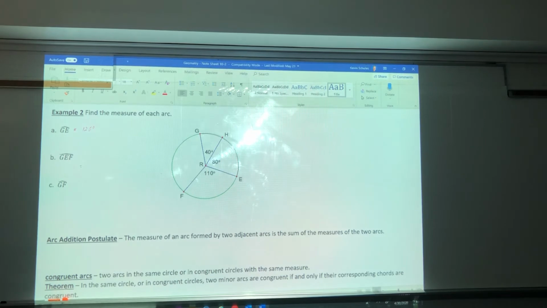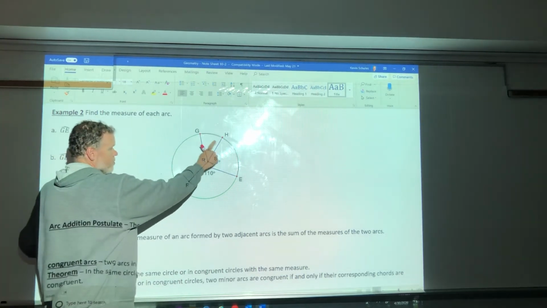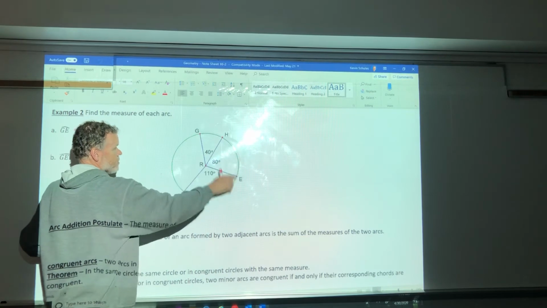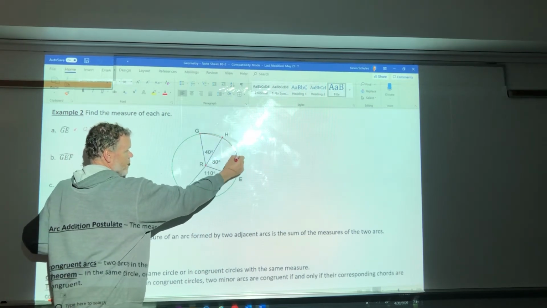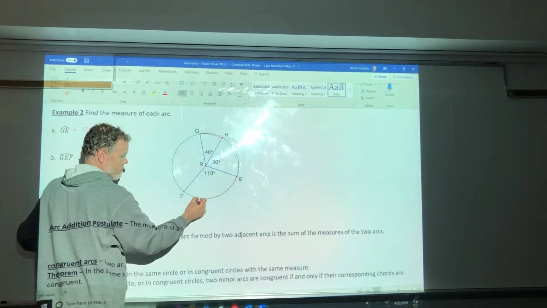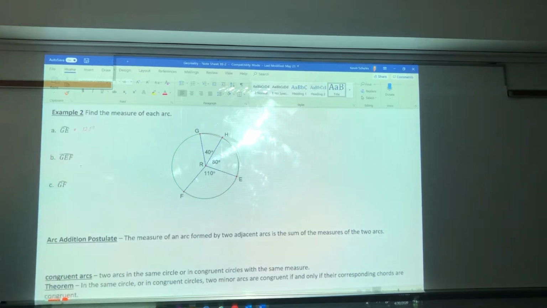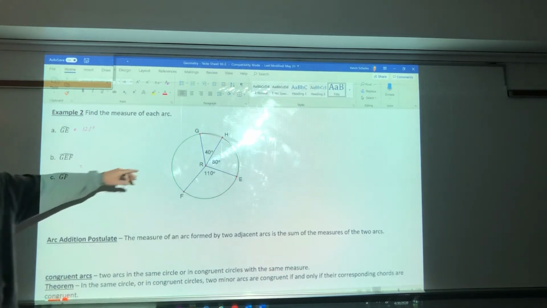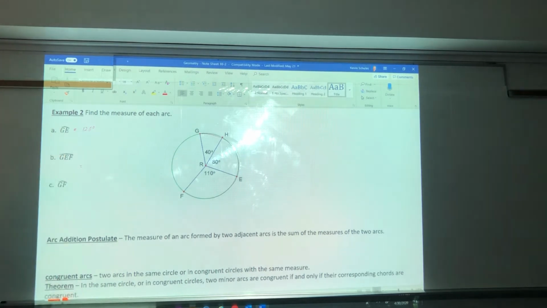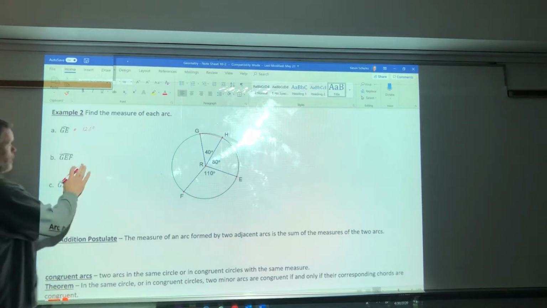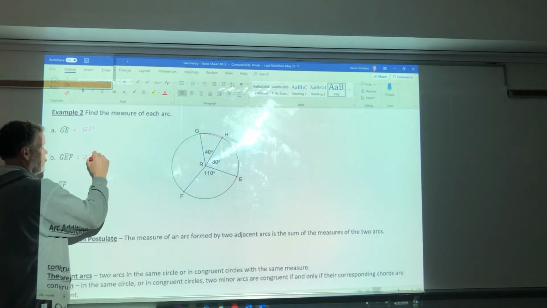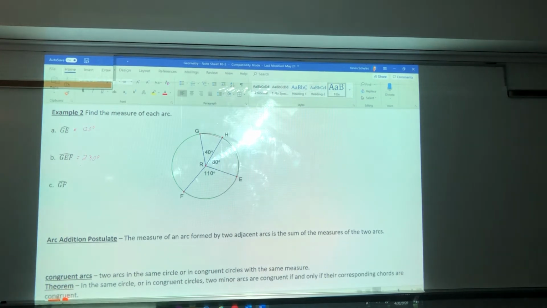GEF, okay, that would just be going all the way, I'll erase this, would take you all the way through E to F right here, okay? We're going to get 40 and 80 is 120, plus your 110, and that's going to give you a measure of 230 degrees, okay?